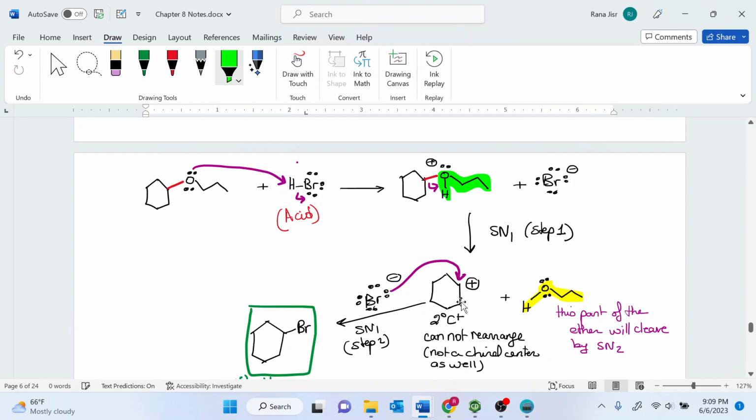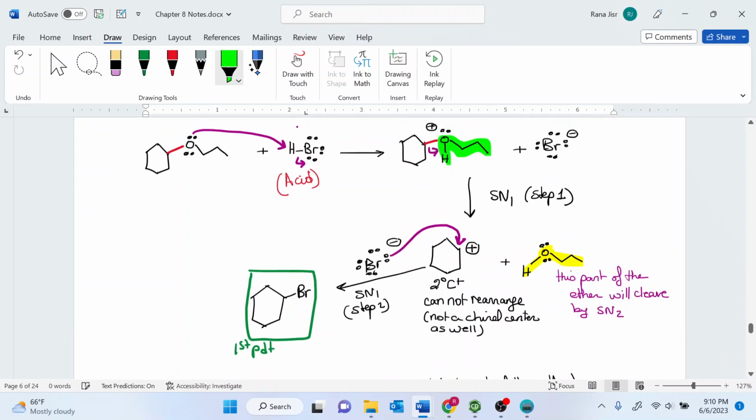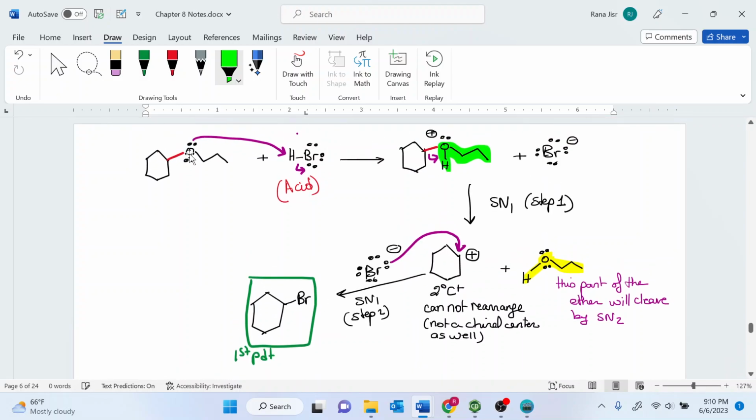I cannot rearrange that carbocation in there. It is not a chiral center, so this is going to proceed by just the attack on the positive charge, no racemization, and I'm going to get my first product in there. It's going to be the first product and whatever left from the other part of the molecule, which is here. It's this one that I'm going to take and proceed with my next step in the reaction.